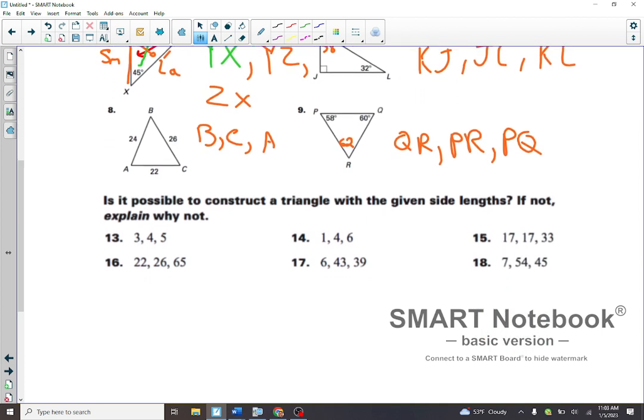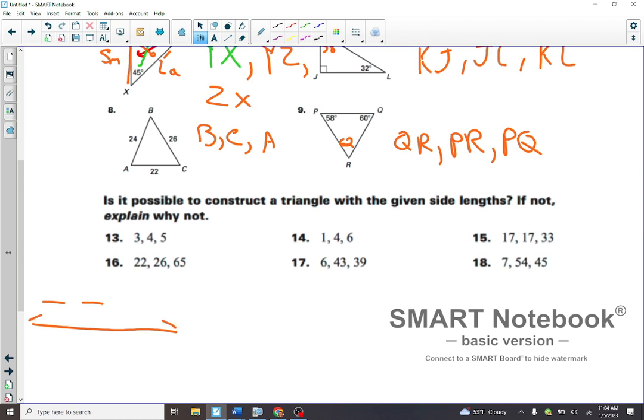All right, for number 13 of 18, what we have here is 3 sides. What makes something a triangle? Remember, if you have 2 sides that are too small to work with the third side, it cannot make a triangle no matter what you do, because it won't reach.